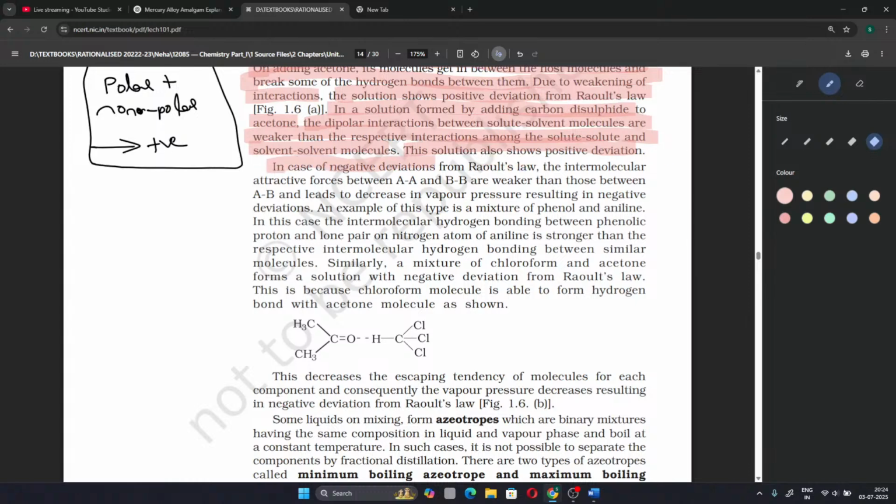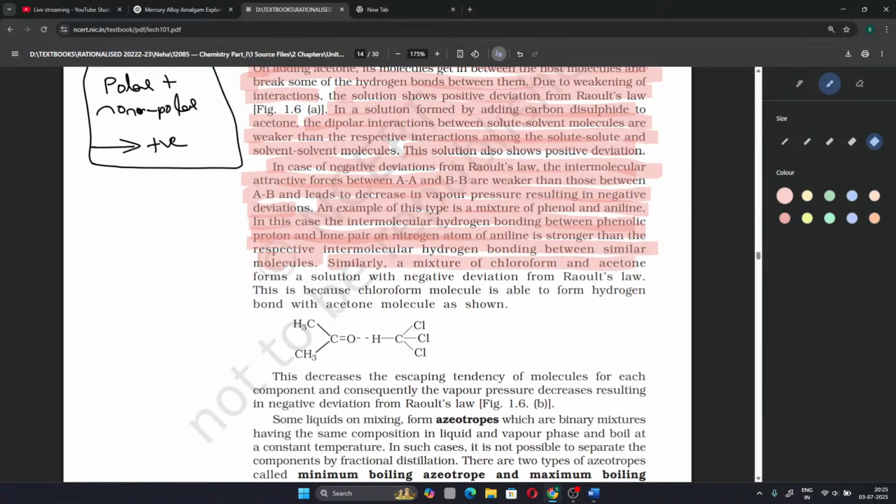In case of negative deviations from Raoult's law, the intermolecular attractive forces between A and B are stronger than those of A-A and B-B interactions, leading to a decrease in the vapor pressure, resulting in negative deviation. An example of this type of mixture is phenol and aniline, where the intermolecular hydrogen bonding between the phenolic proton and the lone pair of the nitrogen atom of aniline is stronger than the respective intermolecular hydrogen bonding between similar molecules.